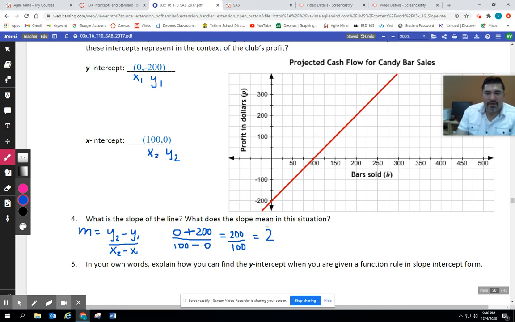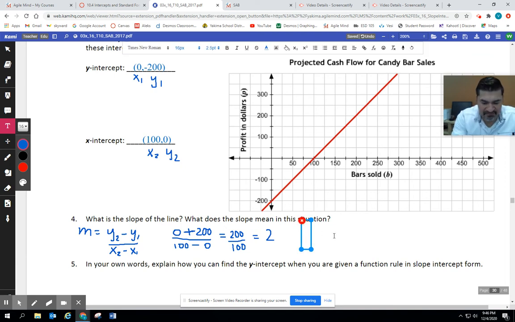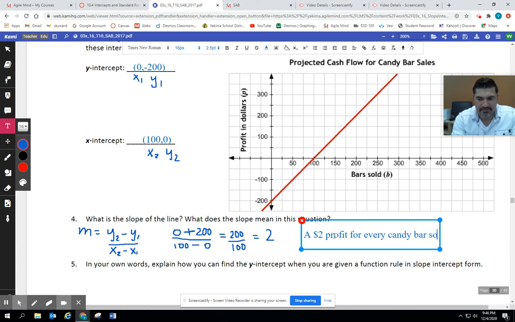What does a slope represent or mean in this situation? Okay, it means that we are making a $2 profit for every candy bar. Okay, so I'm going to go ahead and just type that in. I'll just put $2 profit for every candy bar sold.